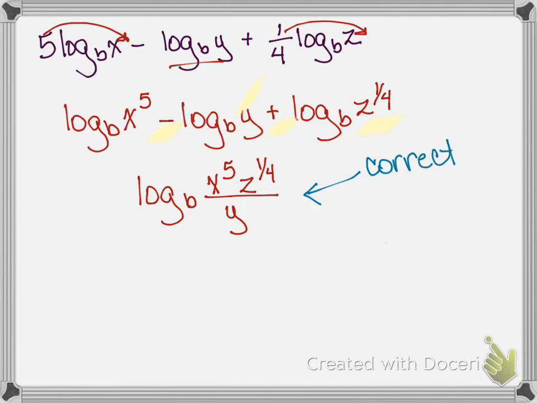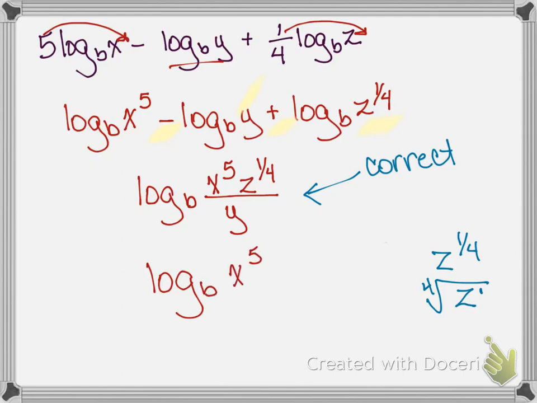Okay? What does z to the 1/4 mean? A rational exponent means that we have to have a radical. The z to the first power is inside the radical, and this is the root. Okay, so if you wanted to rewrite that way, you would be fine. Log base b, x to the 5th, the 4th root of z. Okay, both of those are correct.